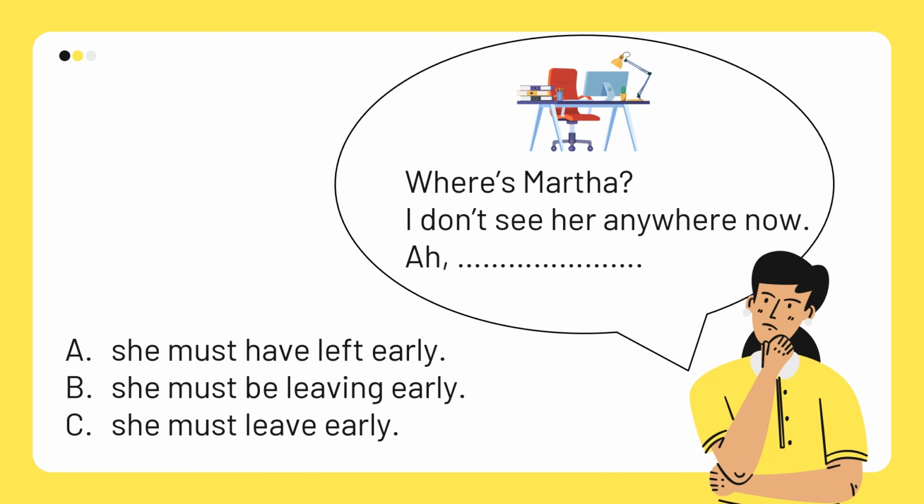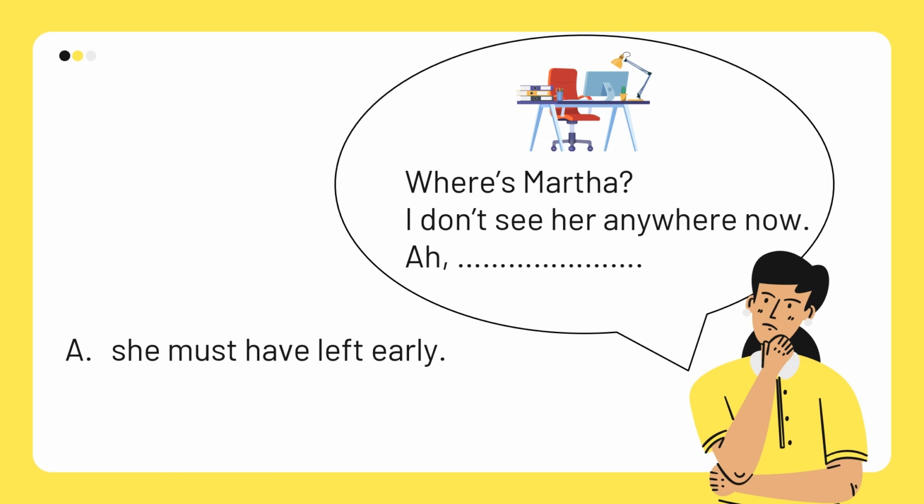Where is Martha? I don't see her anywhere now. Well, I saw her this morning, but where is she now? It's still working hours. So in here, because she's not around anymore, what we can say is that she must have left early. Why is that so? Because she's not around anymore. Well, she left. So here, the logical conclusion that we can make is that she must have left early. And here we can see that it's actually in the past.